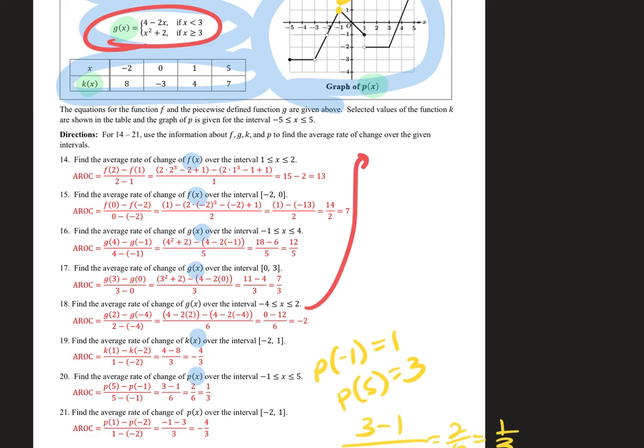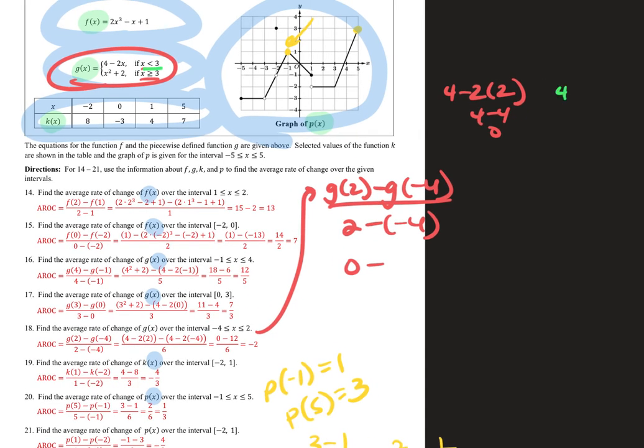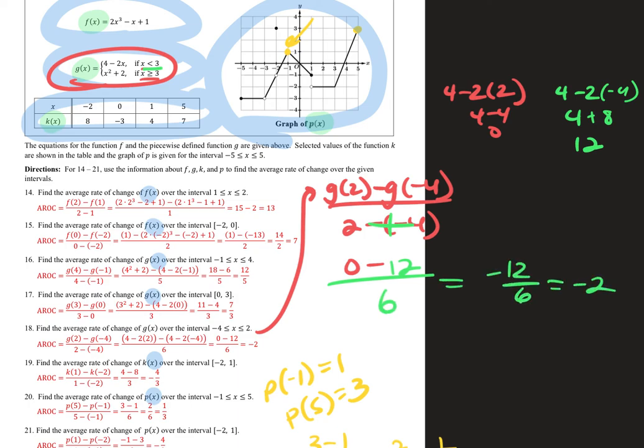So it says find g, you're finding g of 2 minus g of -4 over 2 minus a -4. G of 2, you have to look at your piecewise, right? 2 is less than 3, so I'm going to take the 2 and plug it into that 4 minus 2x. And I get 4 minus 4, which is 0. And then g of -4 is also less than 3. So I'm going to plug it into there again. 4 minus 2 times -4. 4 plus 8, which is 12. And then this becomes plus, and that becomes 6. -12 over 6 is -2.